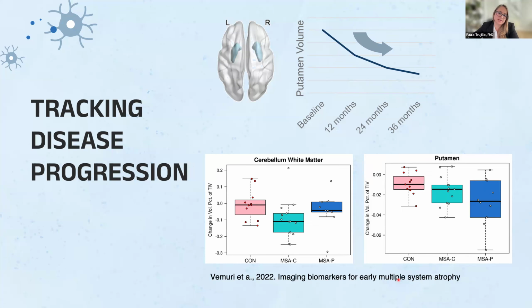Recent studies suggest that MRI volumetry can be used to track changes in brain volumes over time, even in early stages of MSA. And these findings indicate that MRI volumetry could be a useful tool for monitoring disease progression and also evaluating treatment effectiveness in MSA patients. So here we see a figure from a recent publication showing how the volume changes over time are different between MSA-C and P for different brain regions compared to healthy controls.